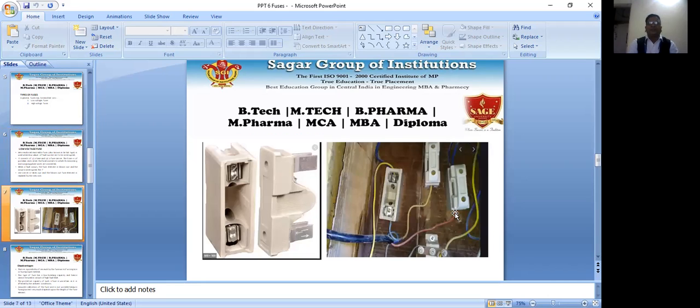So here, this is the semi-enclosed type fuse like the KitKat type fuse. Okay, this one is the base of the KitKat fuse and this is the cap of the KitKat fuse.